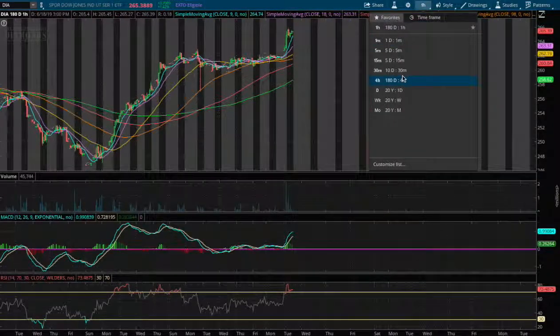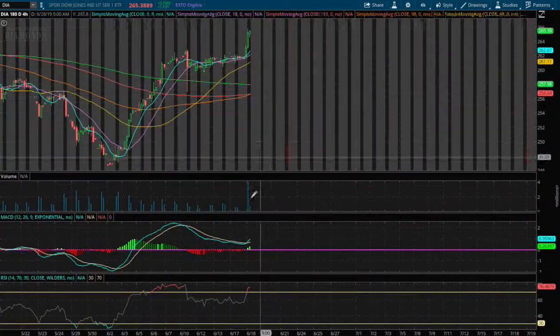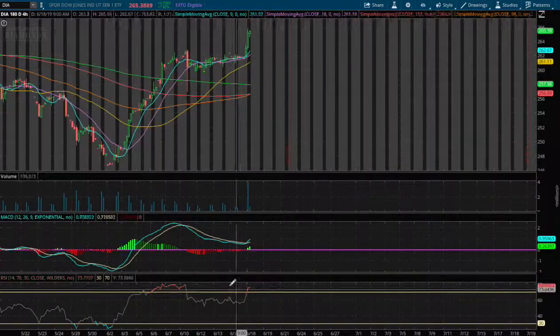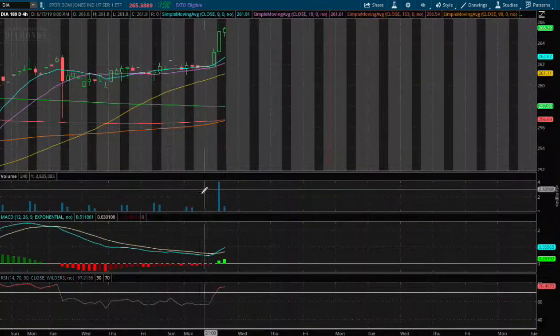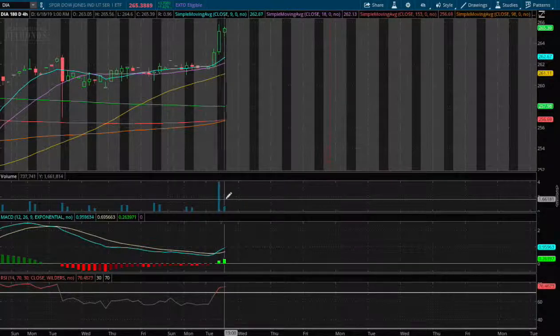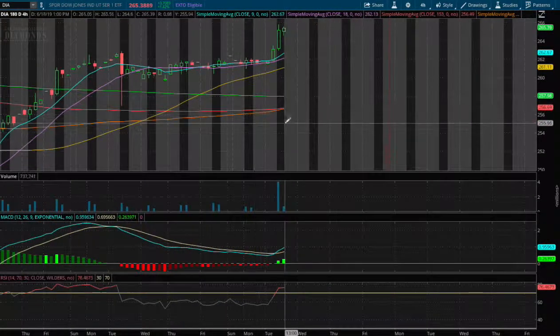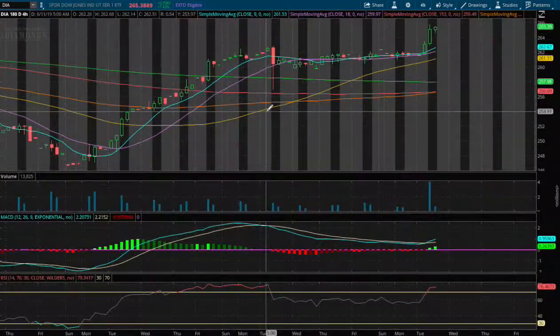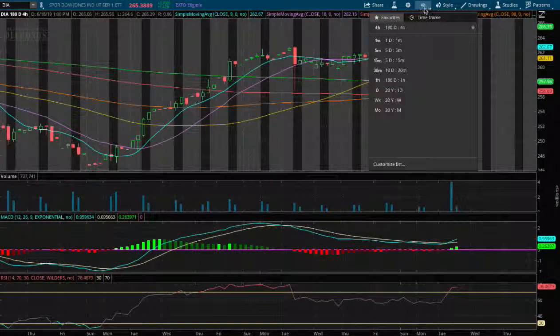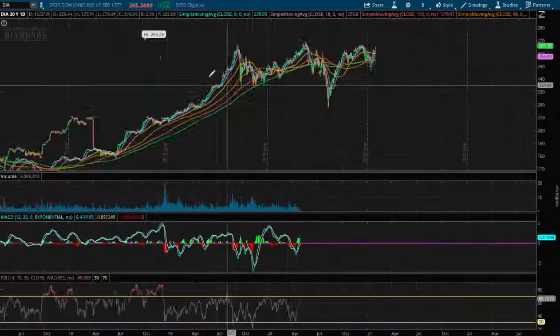On the 4 hour chart we are also overbought on the RSI as well, and as you can see the 4 hour volume is quite high compared to any other 4 hour volume. So do note that this movement to the upside is very strong.